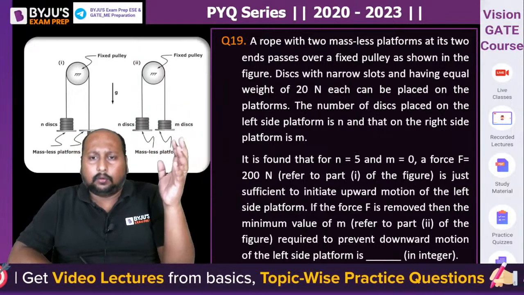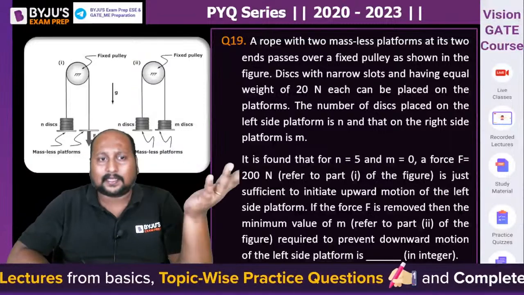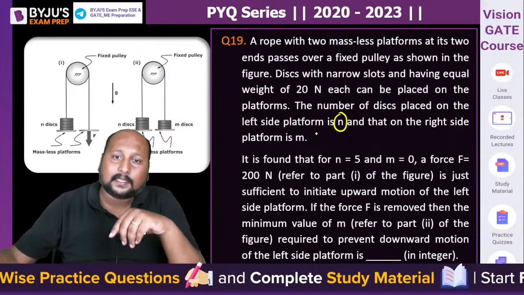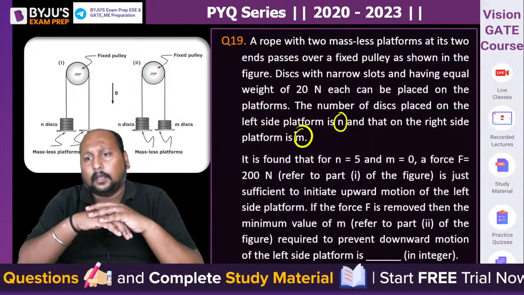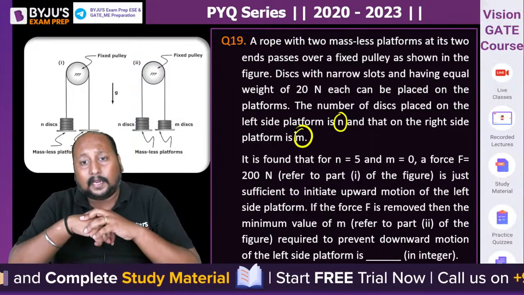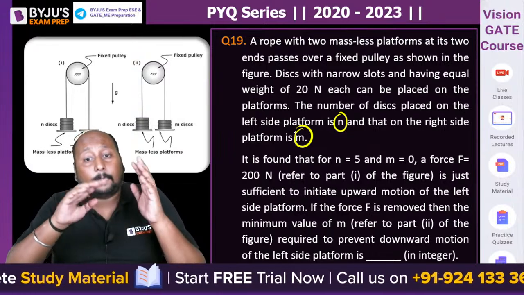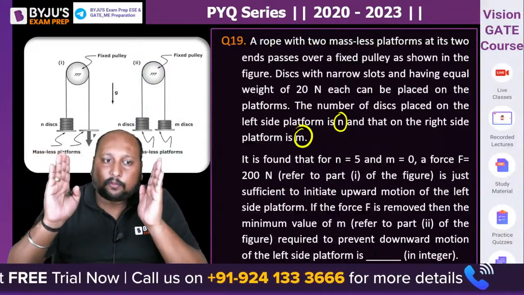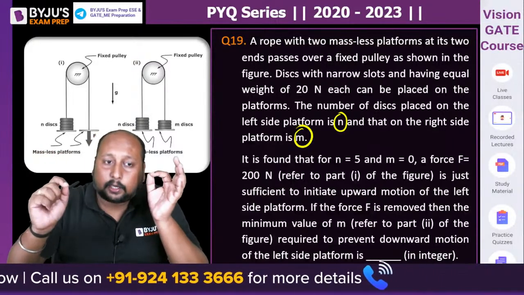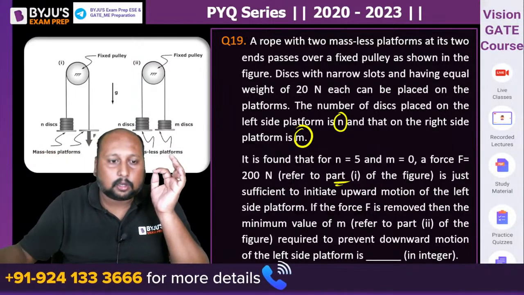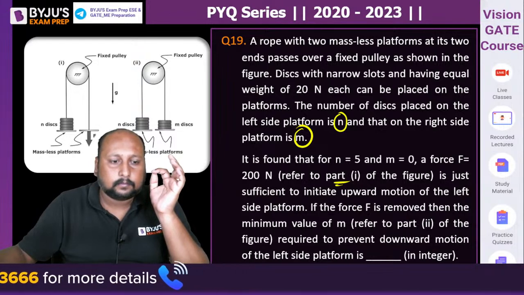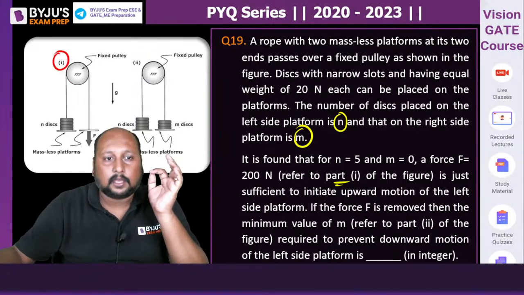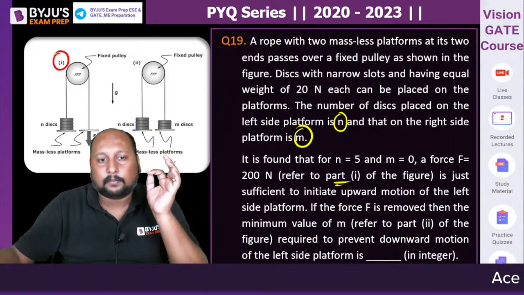So the number of discs placed on the left hand side is N and the number of plates placed on the right hand side is M. Now reading the question further, it is found that for N equal to 5 and M equal to 0, the force F is equal to 200 Newton. Refer to part 1. This is your figure number 1. This is your figure number 2.